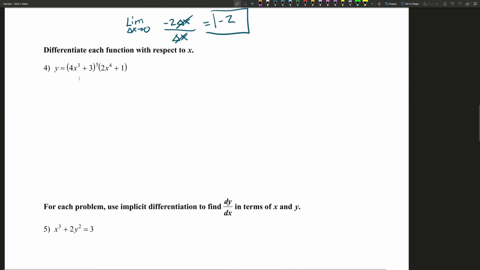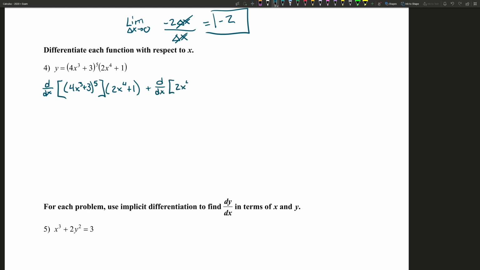Number 4, differentiate each function with respect to x. So this is using all of the rules that we've learned, right? So product rule, quotient rule, chain rule, all those things are fair game. Right, so this is a product of 2 things. So we need to take the derivative of the first thing times the second plus the derivative of the second thing times the first.